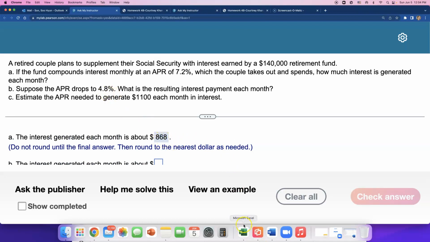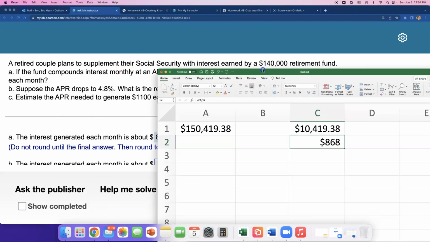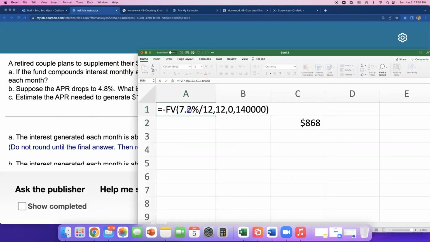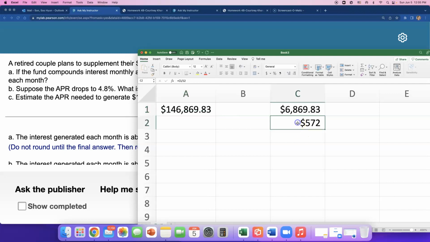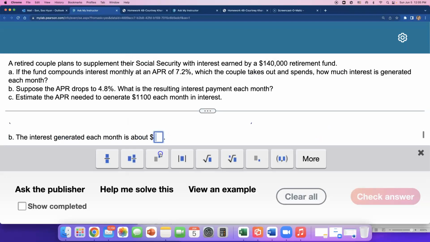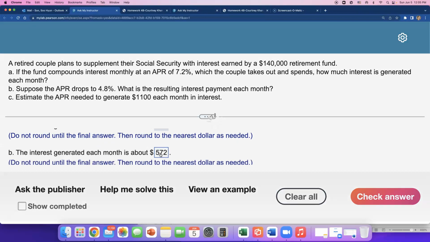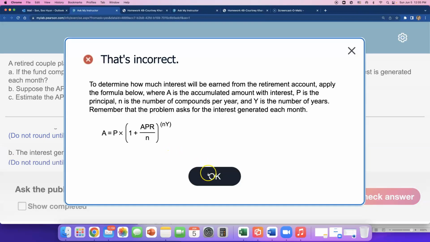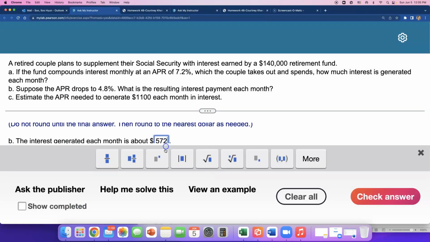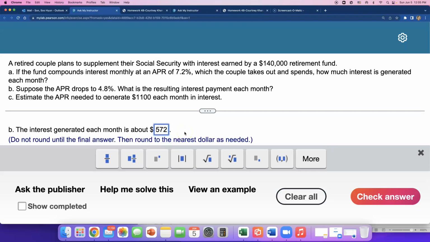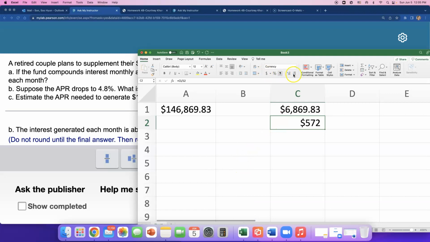But if the APR drops down to 4.8%, and look at what I'm doing here, all I am changing is that original APR to 4.8%. That comes out to be, now they're only going to have $572. So that's going to be my answer, 572. Oh, okay. Sometimes I wish my math lab had a bigger margin of error. So if one answer fails, let me take a look at the actual value.